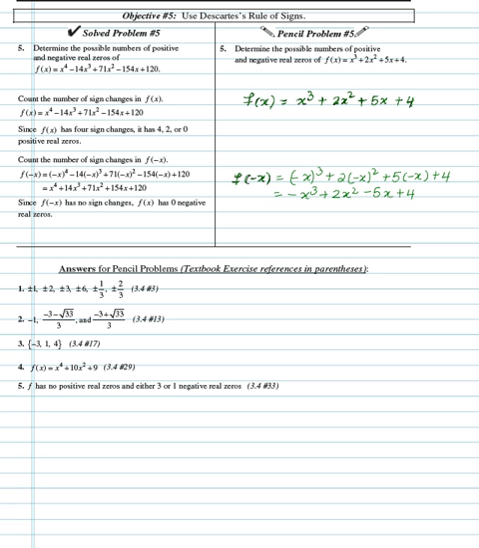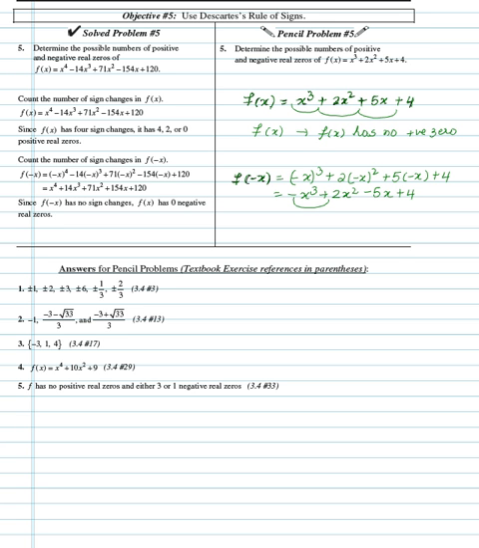According to the rule, I'm going to count the number of sign changes in f of x first. From plus to plus, no change. Plus to plus, no change. Plus to plus, no change. So f of x has no sign changes. That means f of x has no positive zeros. Now let me check f of negative x.